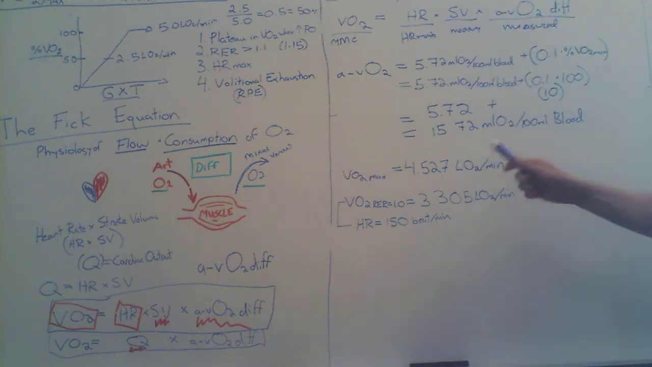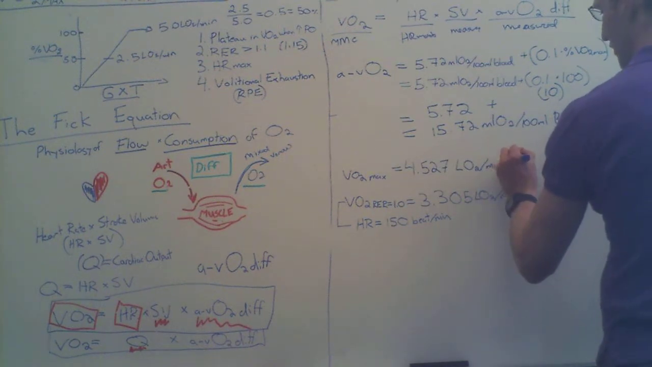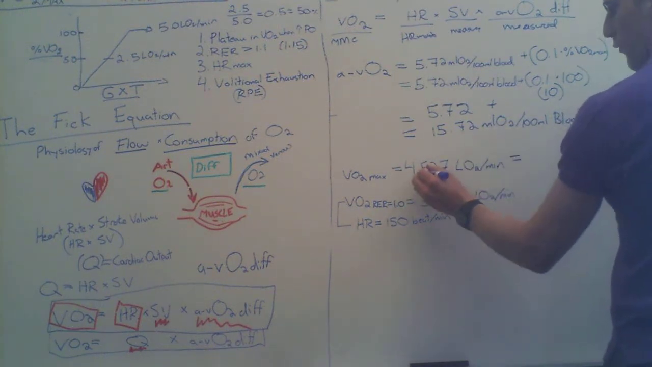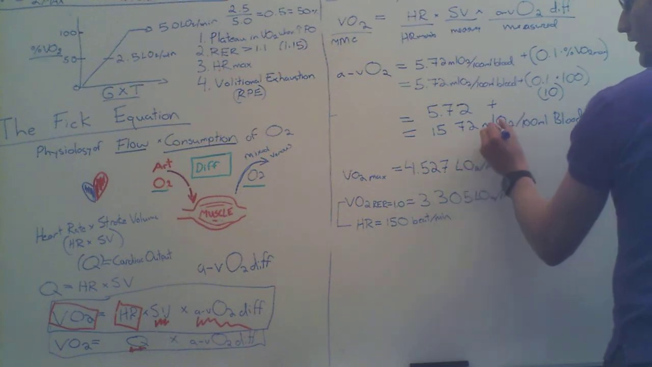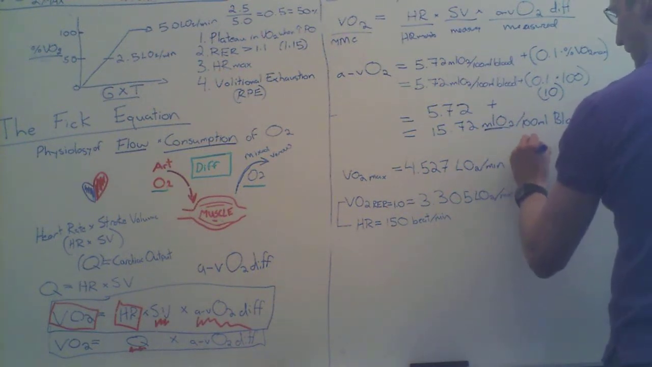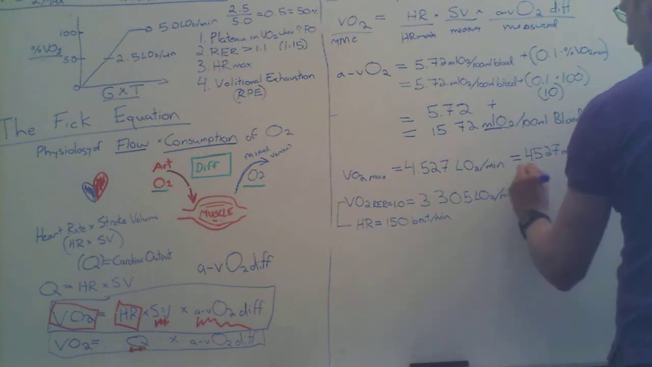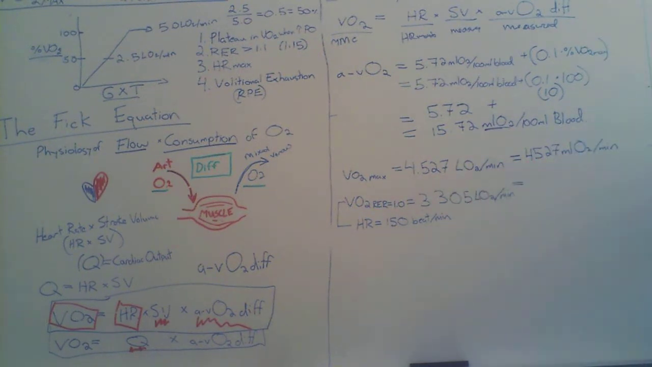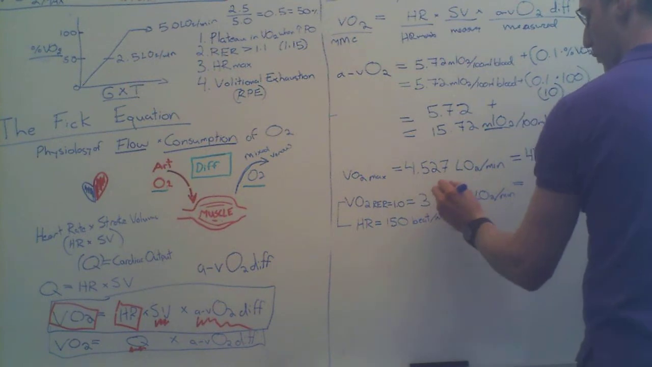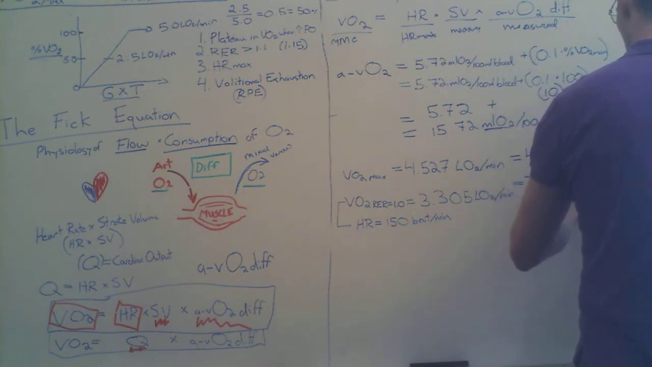So this is what we're going to do for this example. First of all, let's convert VO2 max into milliliters of oxygen. So 4.527, if we needed to get into milliliters, becomes 4,527 milliliters of oxygen per minute. And again, at that point earlier in the test, 3.3 becomes 3,305 milliliters of oxygen per minute.